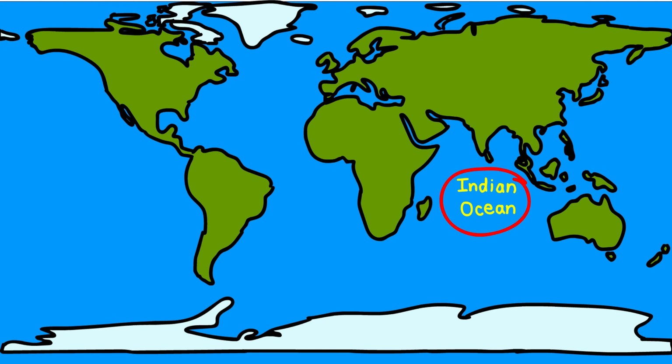The Indian Ocean is the only ocean named after a country, that is India. The shape of the ocean is almost triangular. In the north, it is bound by Asia, in the west by Africa, and in the east by Australia.